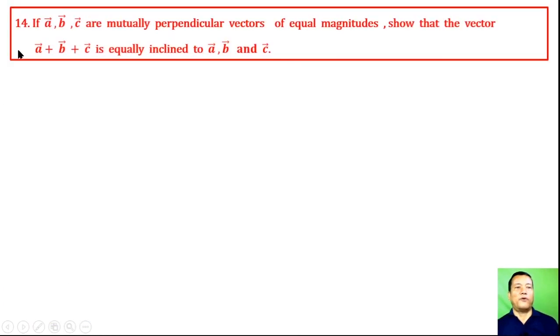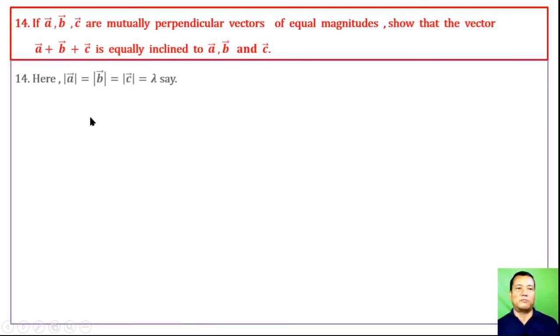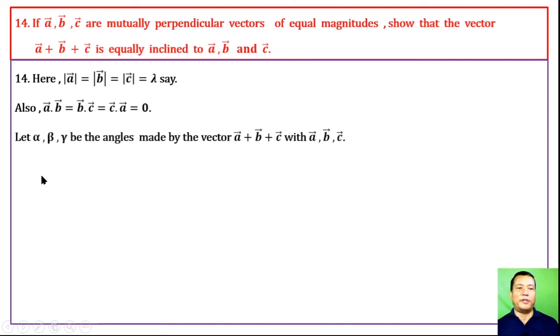Question number 14. If vector A, vector B, vector C are mutually perpendicular vectors of equal magnitudes, show that the vector A plus B plus C is equally inclined to vector A, vector B and vector C. Here magnitude of A equal to magnitude of B equal to magnitude of C equal to lambda. Also A dot B equal to B dot C equal to C dot A equal to 0, since they are perpendicular to each other.